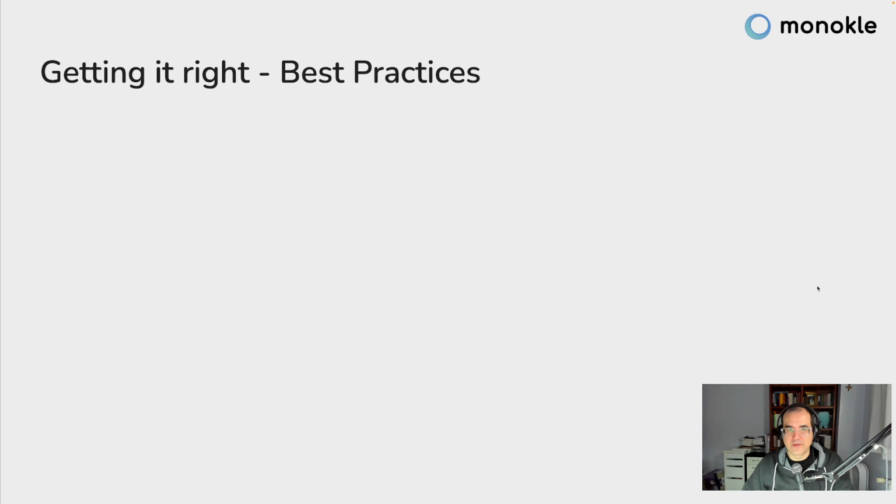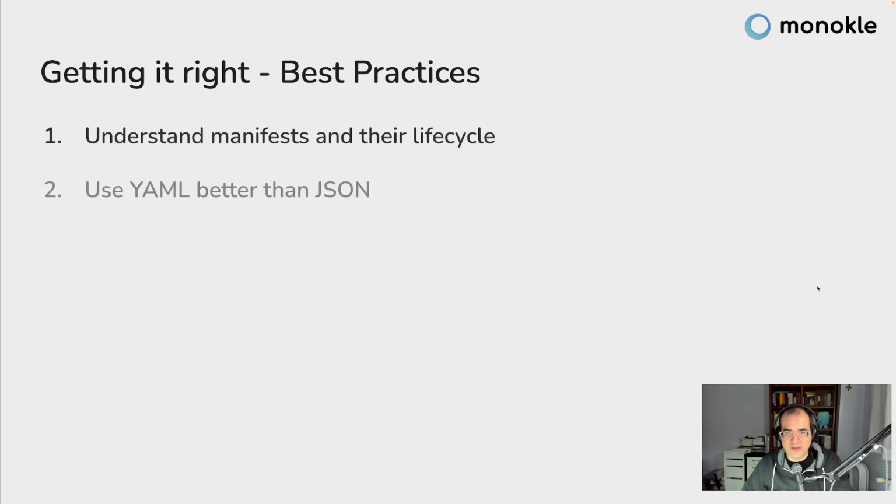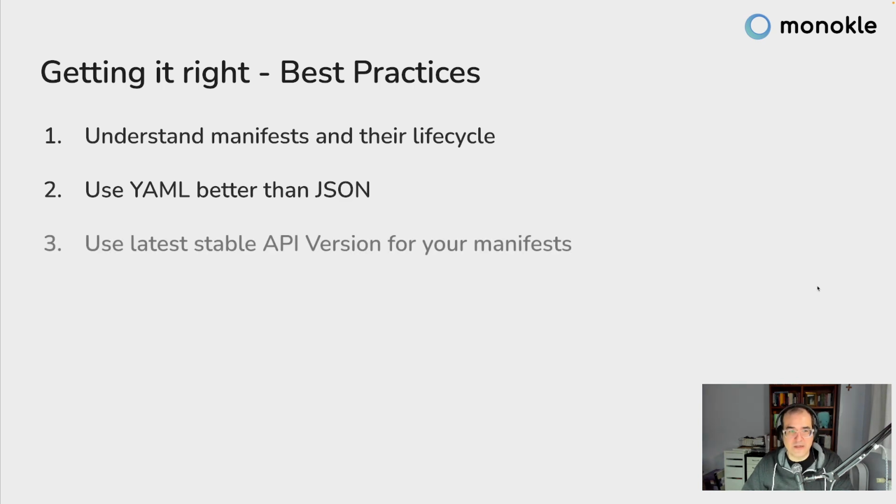Just to sum up, what are the best practices for this? First of all, you need to understand your manifests and the life cycle, how they work. Use YAML because it's more readable than JSON. Even if JSON is supported and you can use it, YAML is better. Use the latest stable version of your API for all your manifests. Just make sure they're there. They will be supported for at least 3 versions if you are using the latest version. And be careful when you are using alpha or beta versions because they can be deprecated in the future.